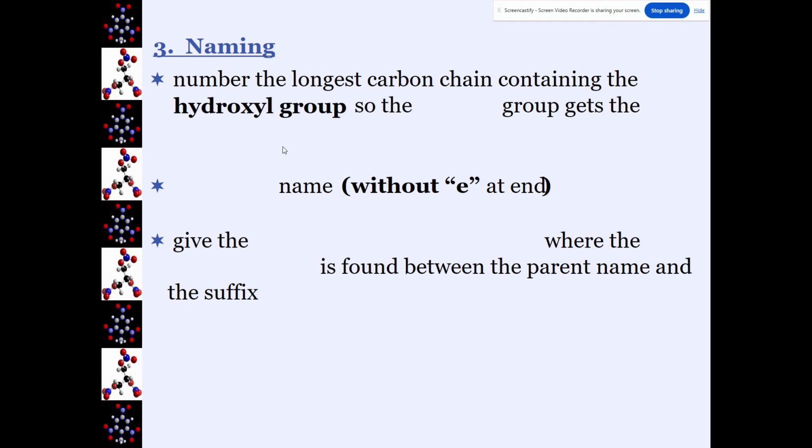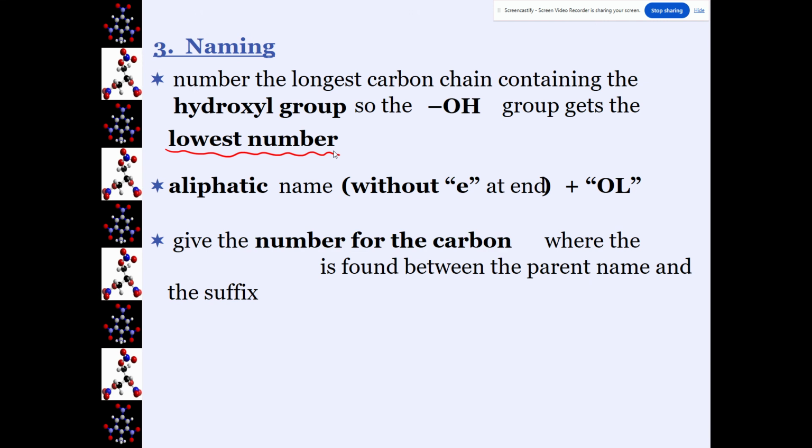When you name it, the hydroxyl group takes priority in numbering, like a double and triple bond does. The OH needs the lowest number, okay? You are going to give it its aliphatic name, so alkane name, without the E at the end. You're also going to say the carbon where the OH is between the prefix and suffix, like we did with double and triple bonds, if you have more than 2 carbons.